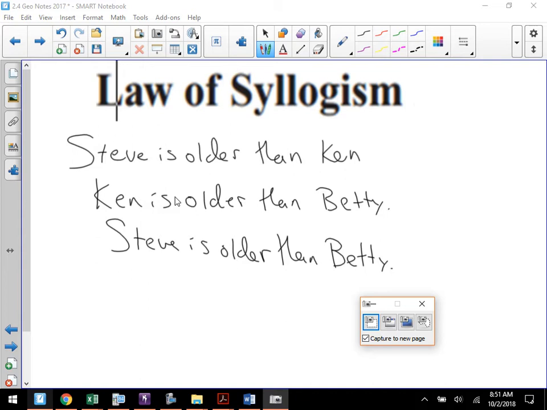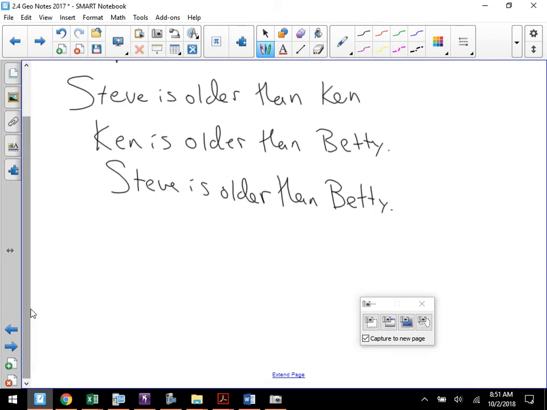So this law of syllogism, the easy way to look at it: A equals B, B equals C. What can I say? A equals C. Very good. To be able to tell the difference, the second thing you say in your first statement is the first thing you say in your second statement. It's repeated. That's why this syllogism step works.